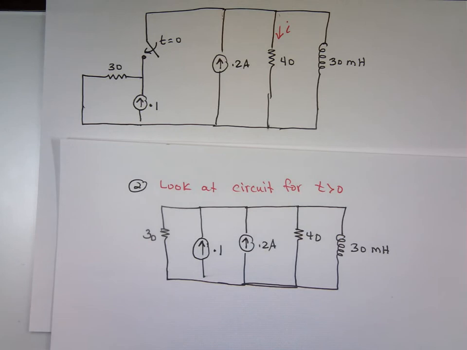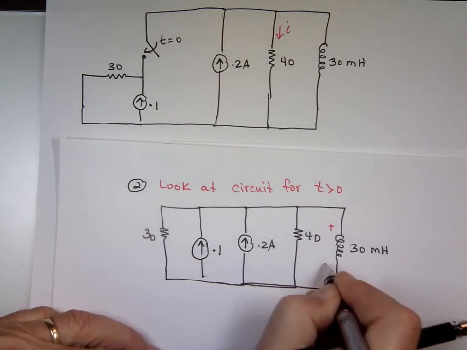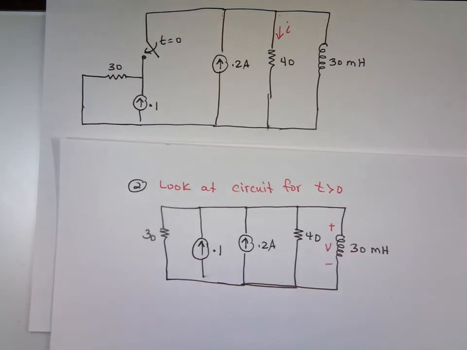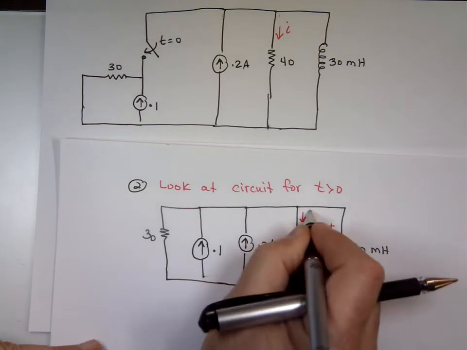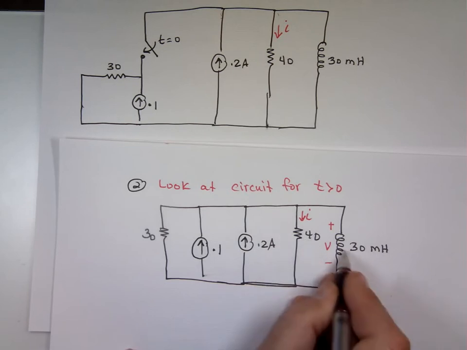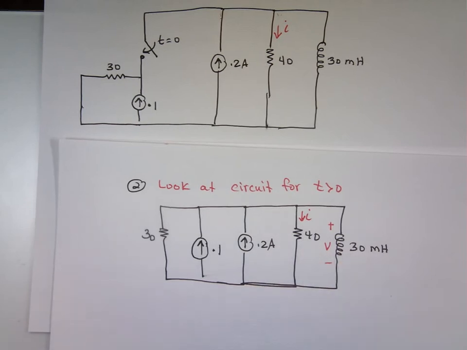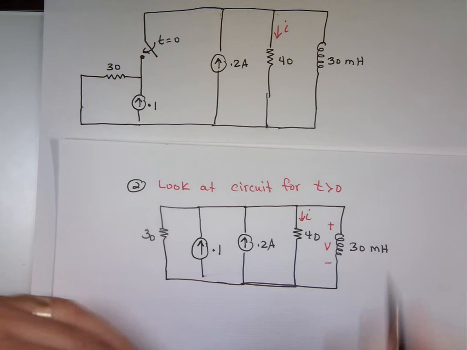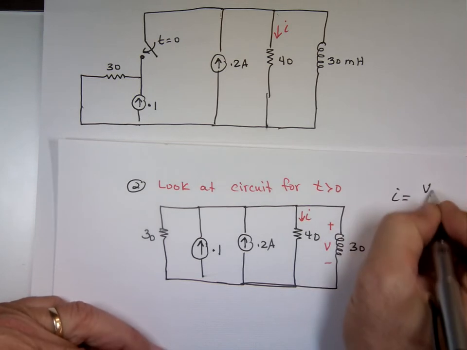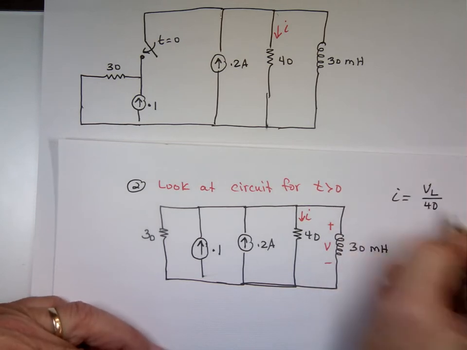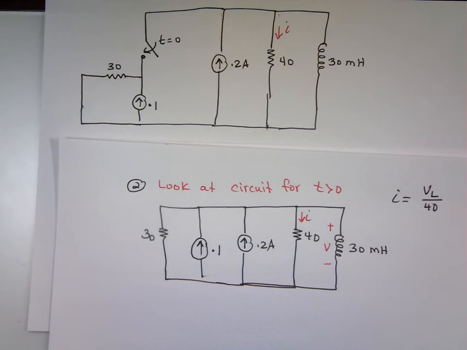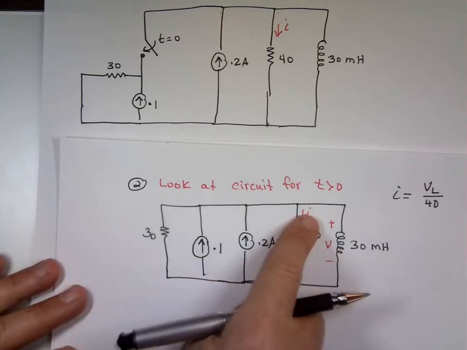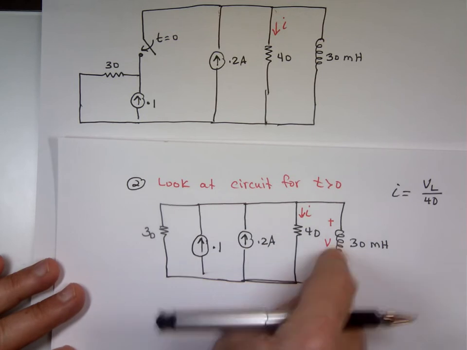And again, the question, what's I? If I know the voltage across the inductor, can I find what I is in parallel? That current is going to be V divided by 40. So if I know my voltage, I'm done. I equals the voltage across the inductor divided by 40. So I shift my focus now, not on finding this current, but finding the voltage across the inductor.